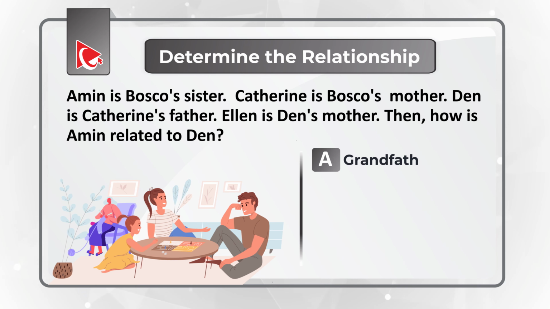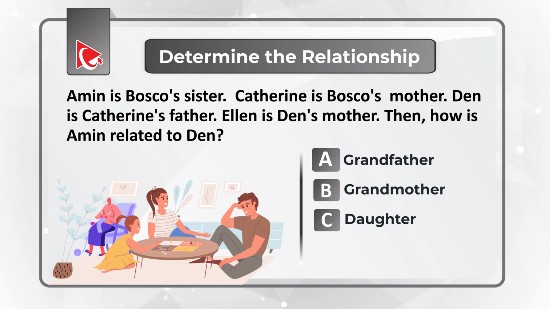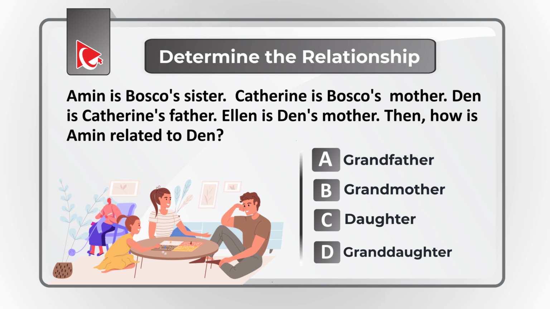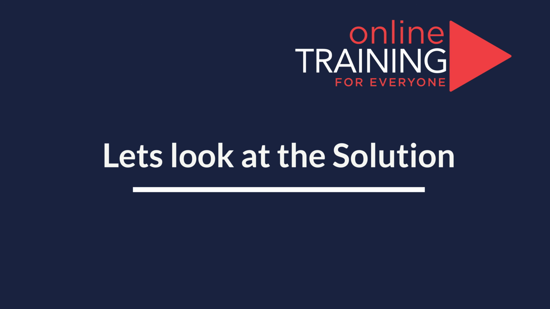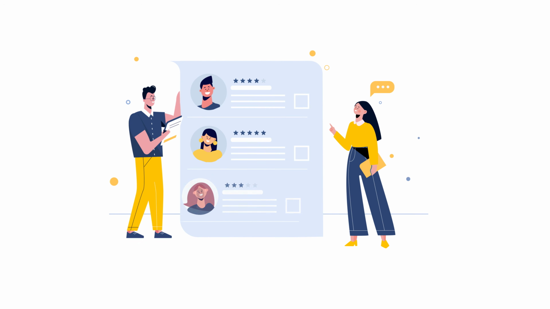Choice A, grandfather. Choice B, grandmother. Choice C, daughter. And choice D, granddaughter. Give yourself a little bit of time to see if you can navigate this puzzle and get to the correct solution. Ready or not, I am going to move forward, reveal the answer to you, and explain how I got to the solution. And as usual, if you have a better way to solve it, please make sure to share in comments.